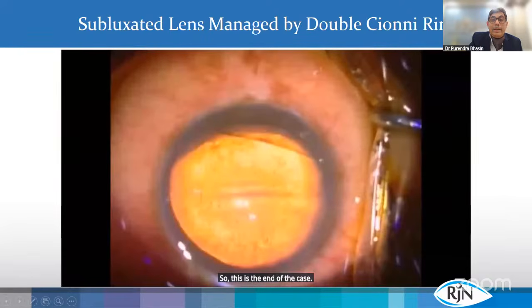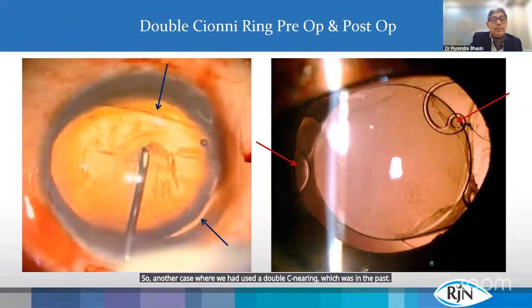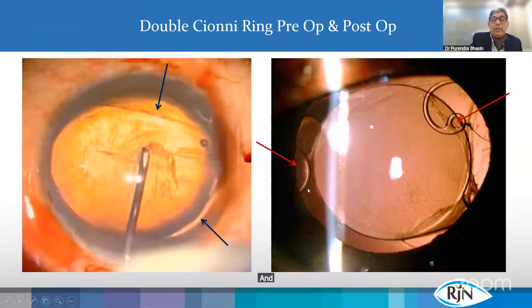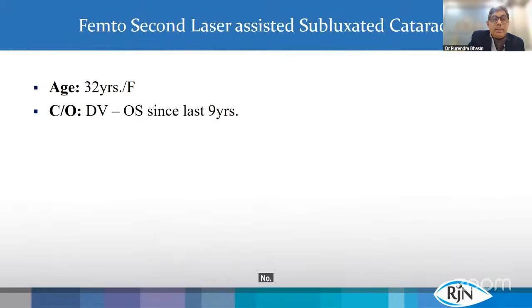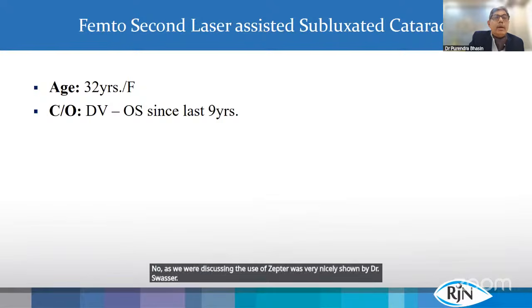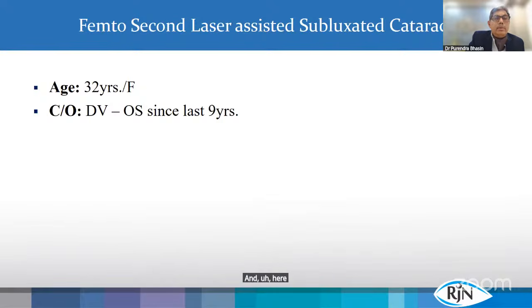Another case where we had used a double CTR ring, which was in the past, as you can see, the subluxation is large, nearly from this end to this place, and we have used a double CTR ring, and this is the post-operative picture. Now, as we were discussing, the use of Zepto was very nicely shown by Dr. Suhas sir. And here I have used a femtosecond laser assisted surgery for a subluxated cataract.